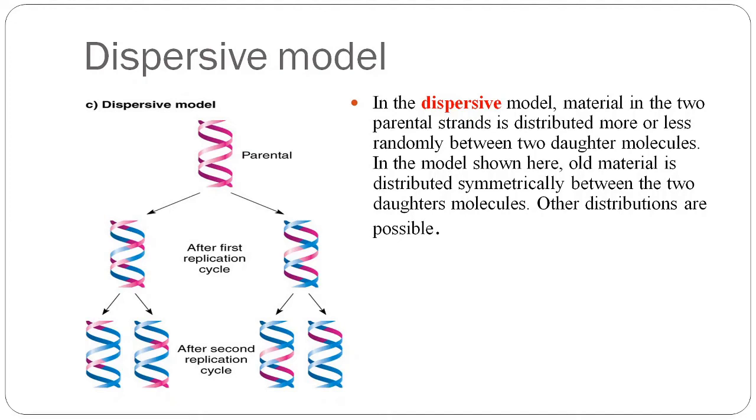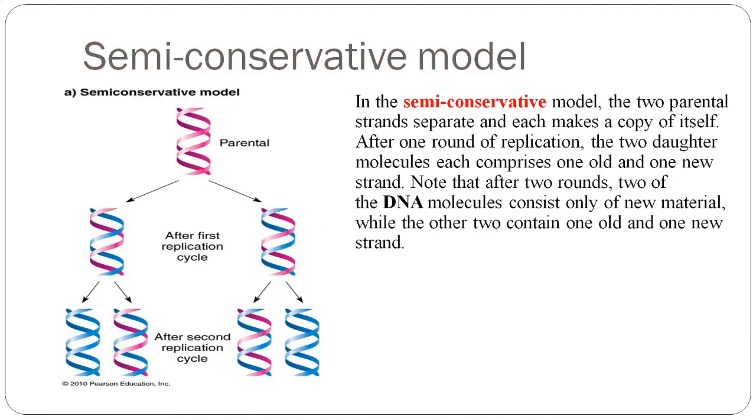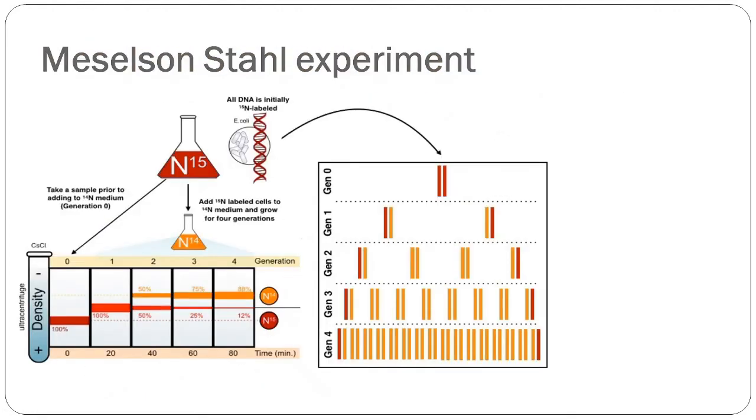But from these three replication models, only one is universally selected, or the DNA of all organisms is replicated by only one model, that is the semi-conservative model. To prove that DNA always replicates in a semi-conservative manner, the researchers Meselson and Stahl did an experiment. What did they do? They took a unicellular bacterium, E. coli.